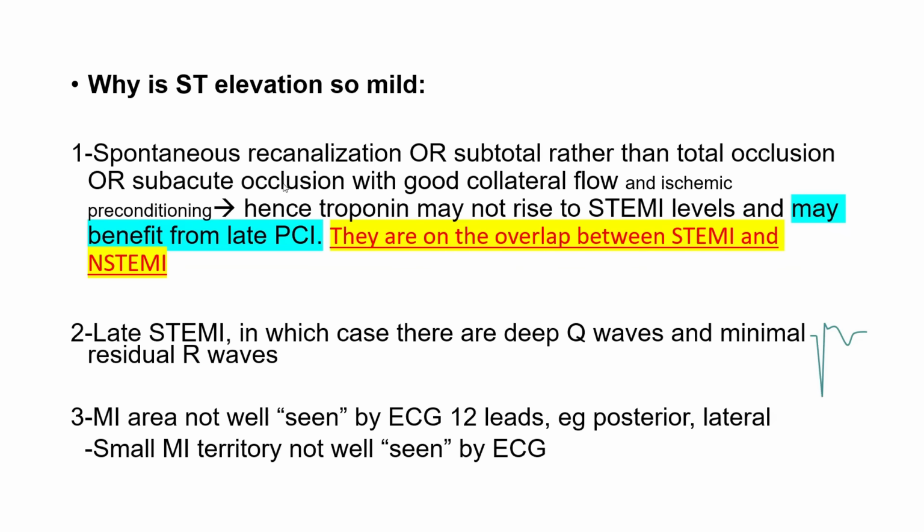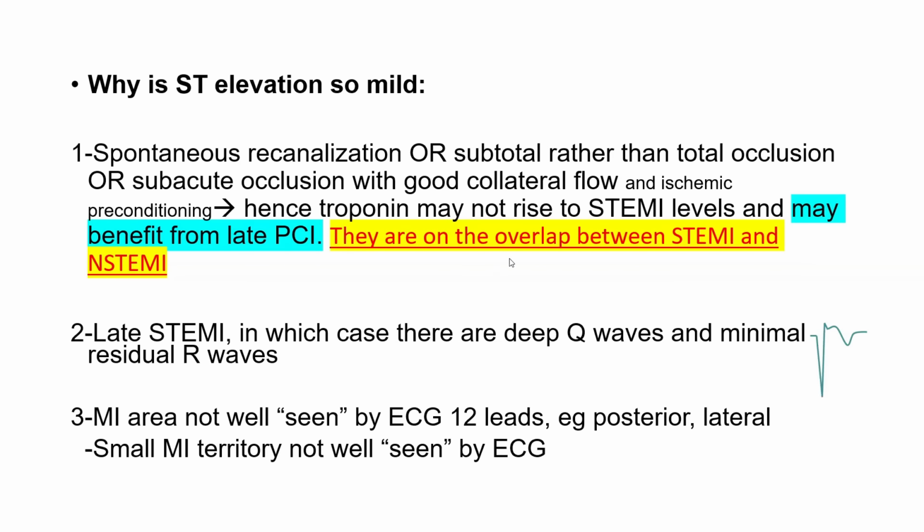So the occlusion could be complete, but it's subacute, so much so that you have good collateral flow and ischemic preconditioning. That's why the ST elevation is not pronounced. That's why the troponin may not rise to STEMI level. And that's why I think those patients may benefit from late PCI over 24 hours.